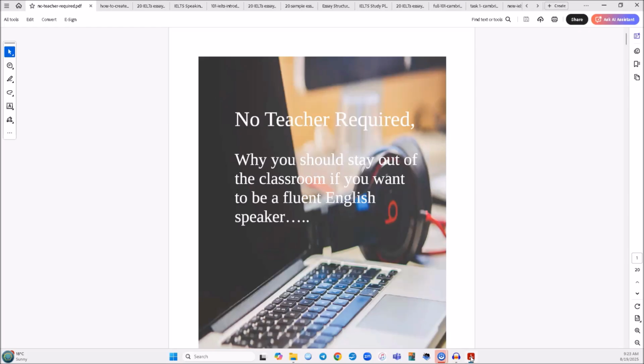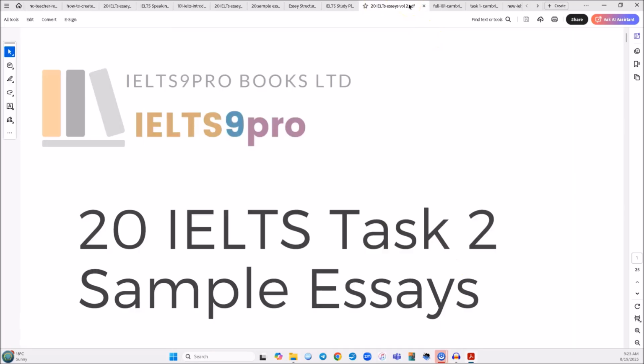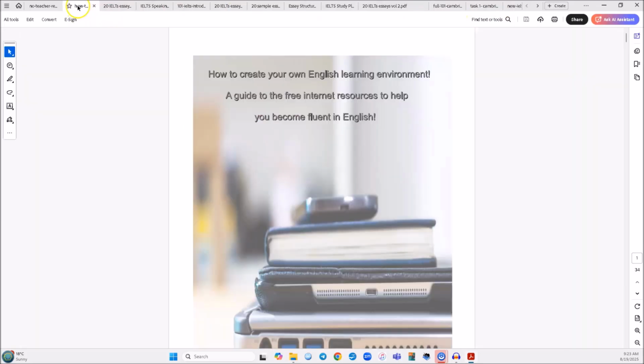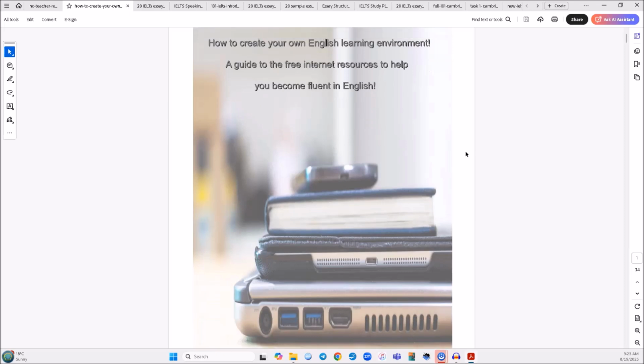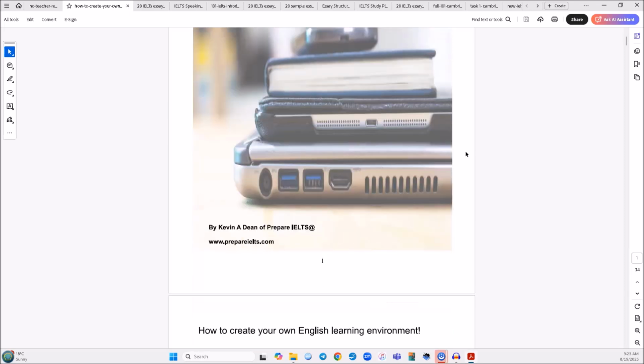So, I wrote this a few years back and this was before I found how to make books in Canva. I did this in Word and I made it into a PDF. It's a bit, well, it's a bit crap, but there you go. Anyway, so, and prepare IELTS.